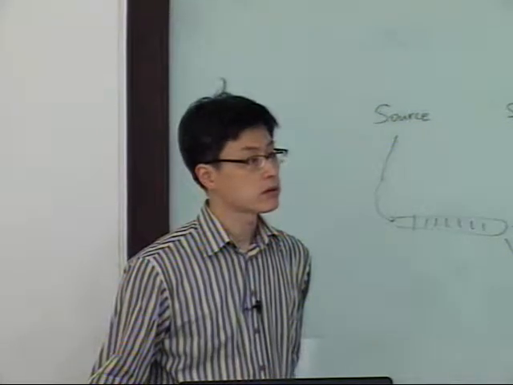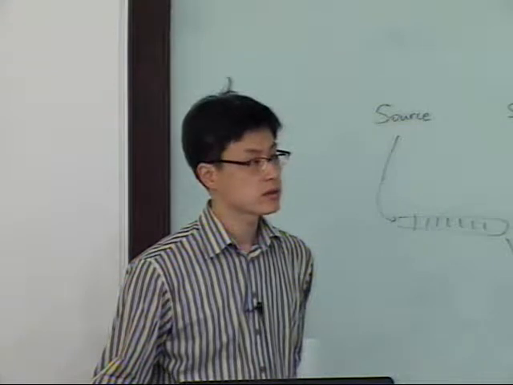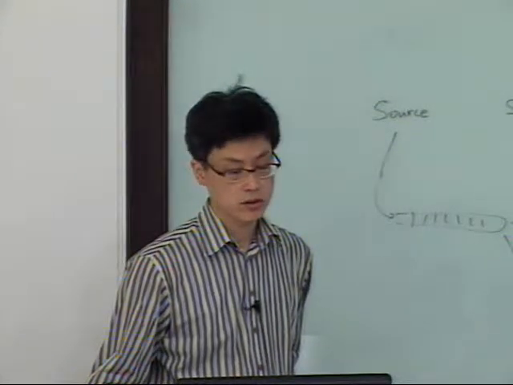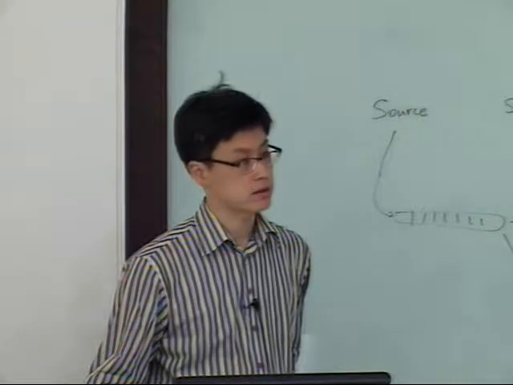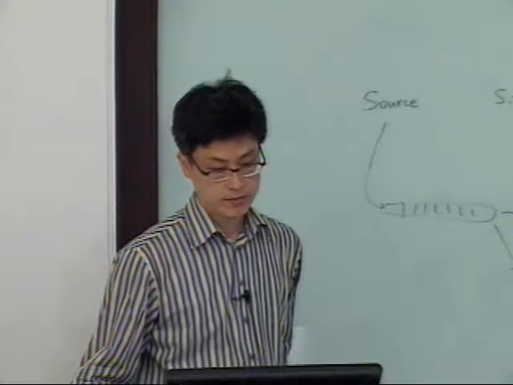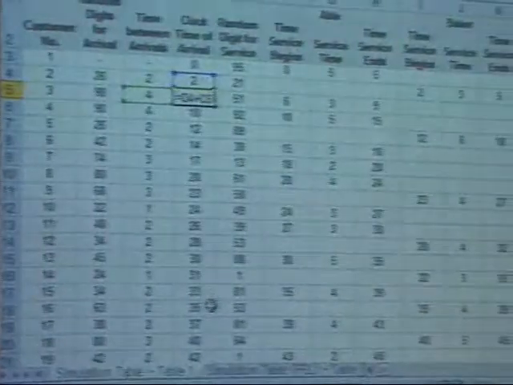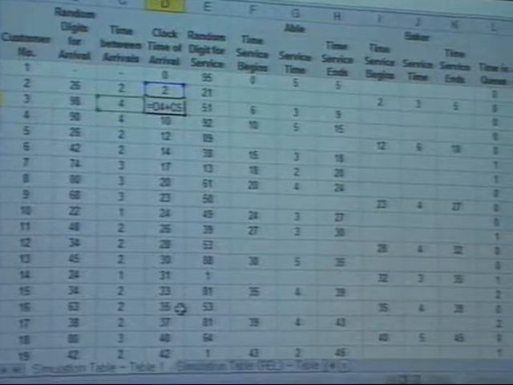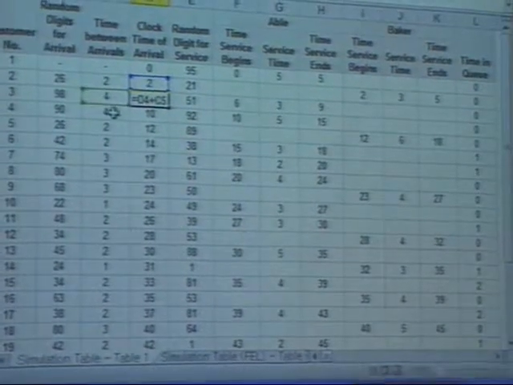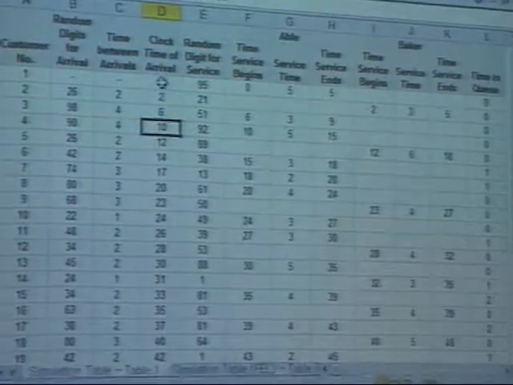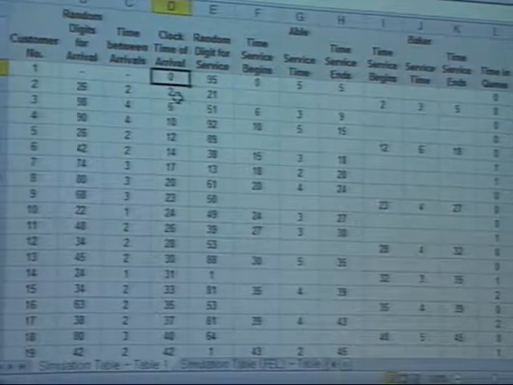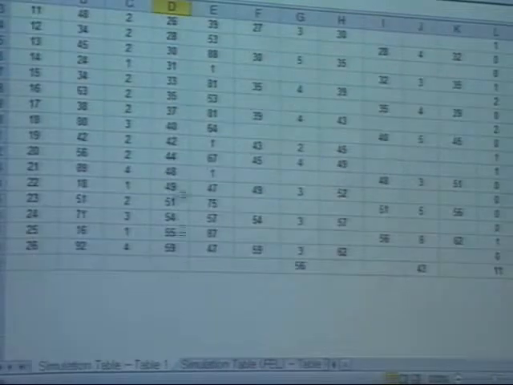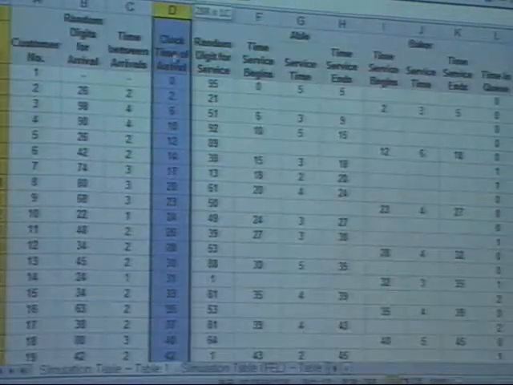Clock time for arrival, it's easy. The first one is automatically here, so it's a 0, and 2 means this one plus this. Same thing, since that is the definition of inter-arrival time, nothing special. So we know when each customer arrives randomly. So this column is done like this.